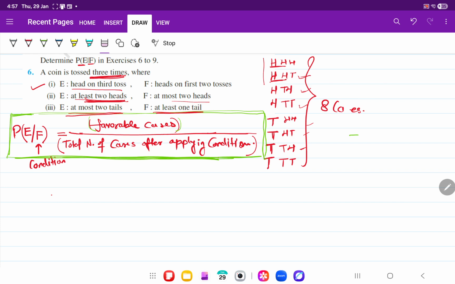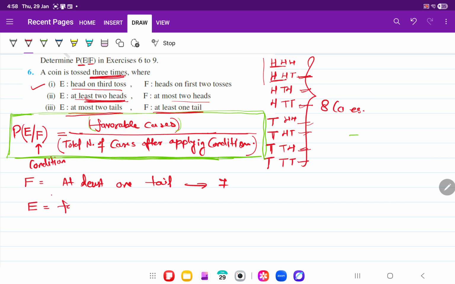So first we will see what the condition is, because we will take cases only after the condition. What is the condition? F is at least 1 tail. So at least 1 tail means more than 1 tail is also accepted. So let me see how many cases there are. 1, 2, 3, 4, 5, 6 and 7 cases are acceptable. Correct? This means at least 1 tail is there. Only in this case there is no tail, so I am taking all other cases, 7 cases.